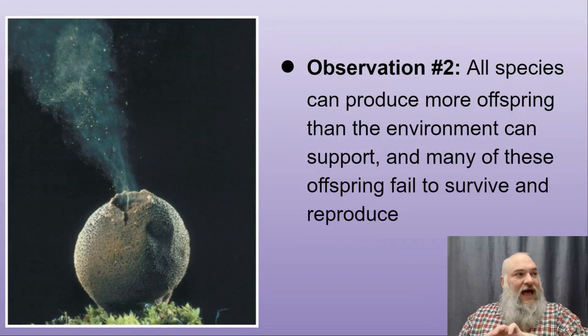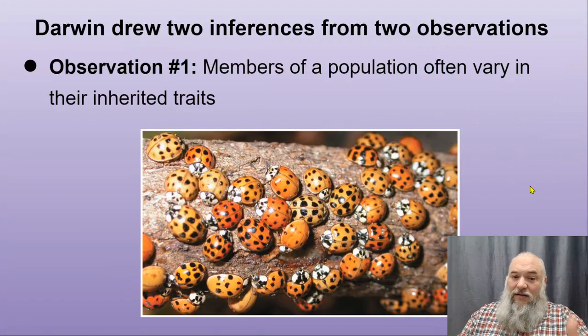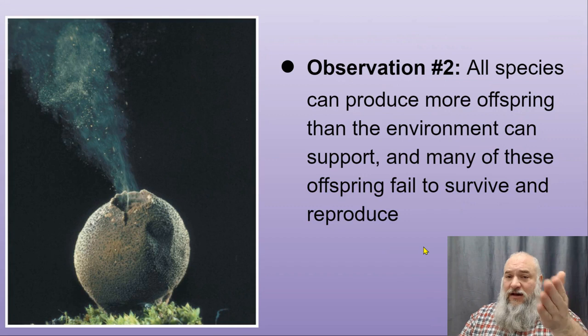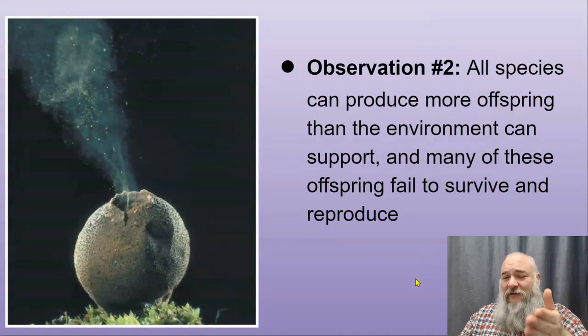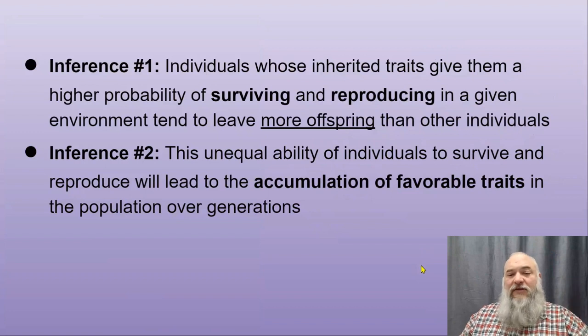So you've got those observations about the changes, the observations about how things are well adapted to their environment, that they're different now than they were in the past, all that stuff. And you add on top of that, within a given population, there's variation, and that there's always more offspring than the environment can support in just about every case. Then he was able to make two inferences from that.